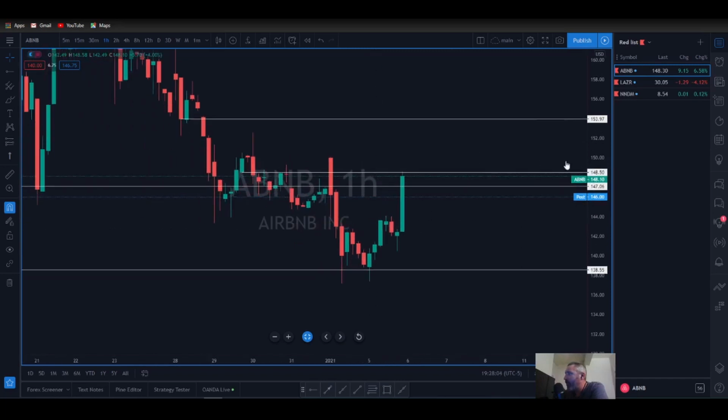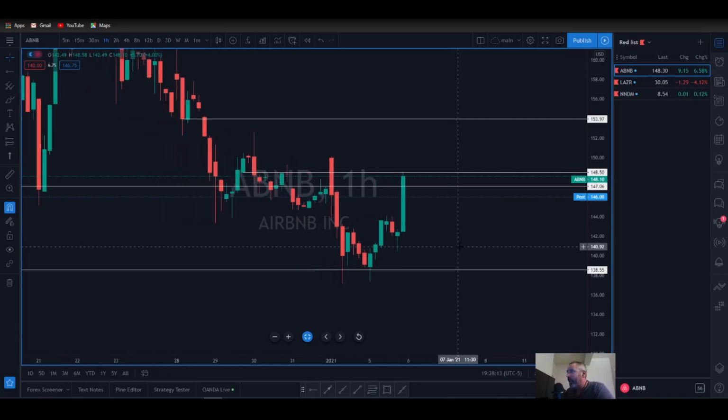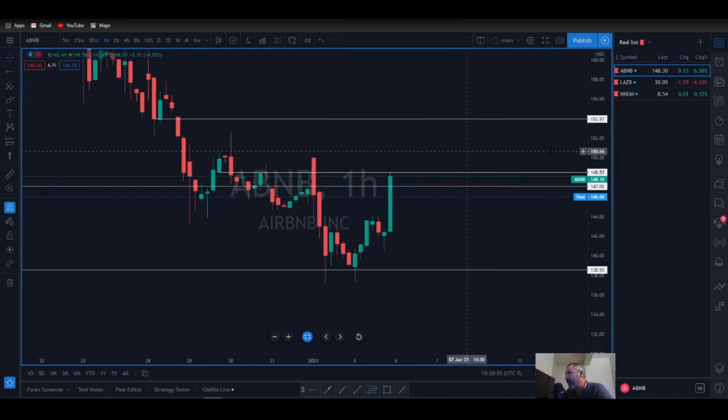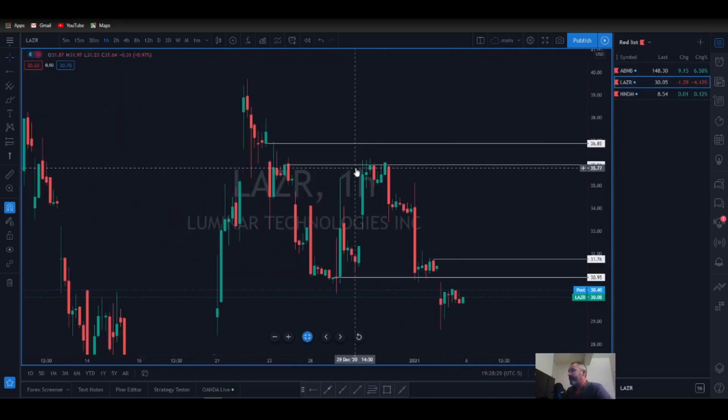So tomorrow morning when the market opens, if you're gapping down back below 147.06, there's a pretty good chance that you're going to head lower on this thing. However, if you're gapping up above 148.50, look for a retest of that area, and that would be a good spot to look to get long, targeting 153.97. All right, that's for the near term on Airbnb. LAZR.